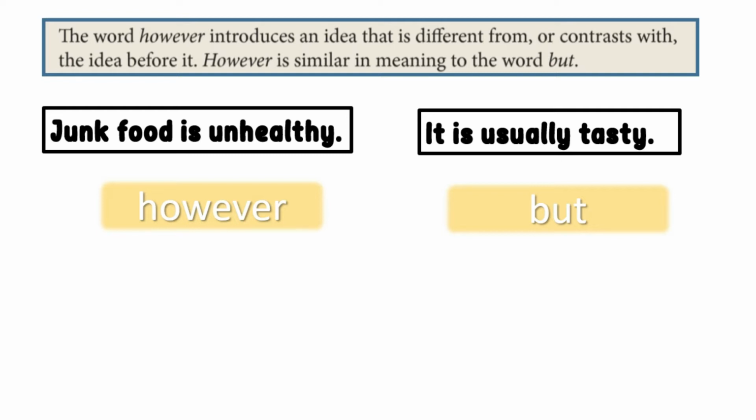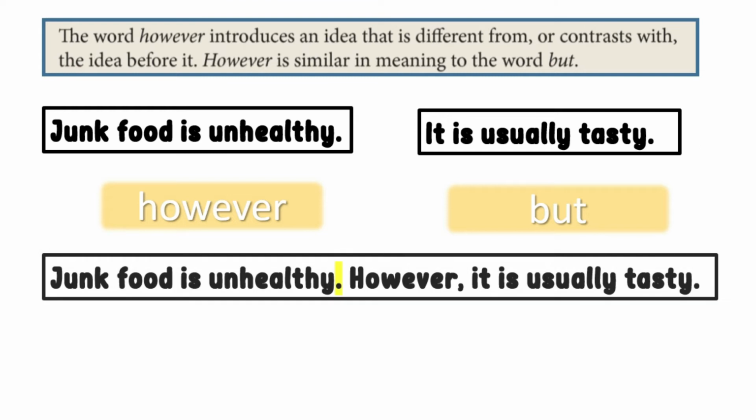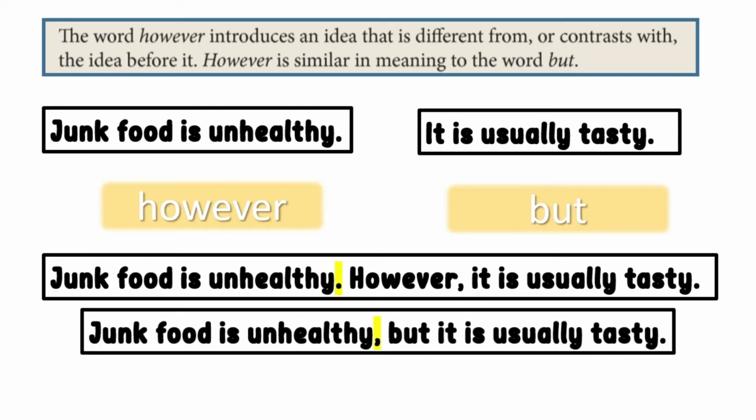We could use however and but to show contrast. For example, junk food is unhealthy. However, it is usually tasty. We can also say, junk food is unhealthy, but it is usually tasty. And we've used but here.